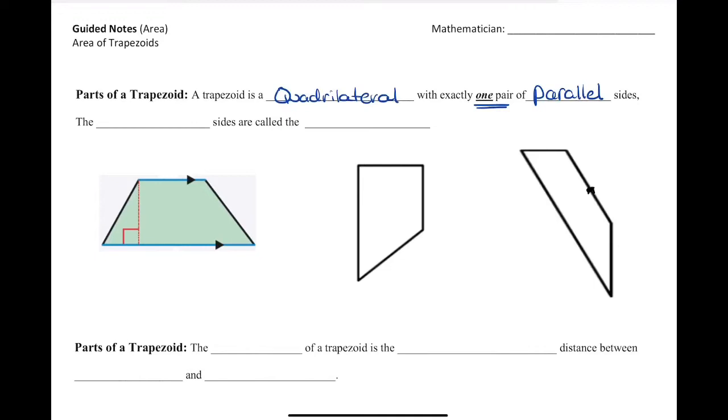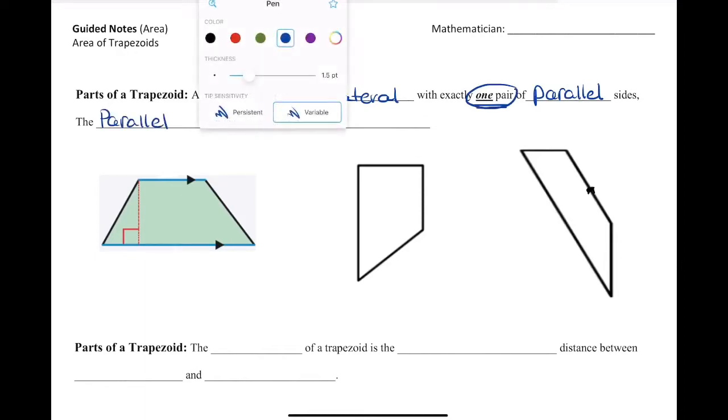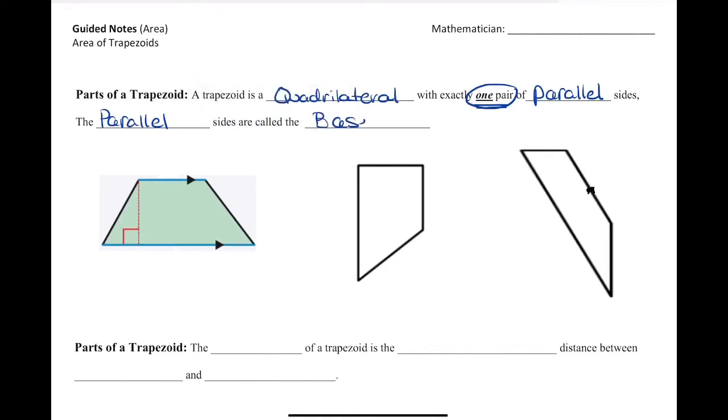You want to make sure that it's a quadrilateral with only one pair, just one pair of parallel sides. And there's a name for those. The parallel sides are called the bases. So there's two bases on a trapezoid. We sometimes call them base 1 and base 2. You might see a subscript there of base 2. And those are totally, absolutely, positively interchangeable.